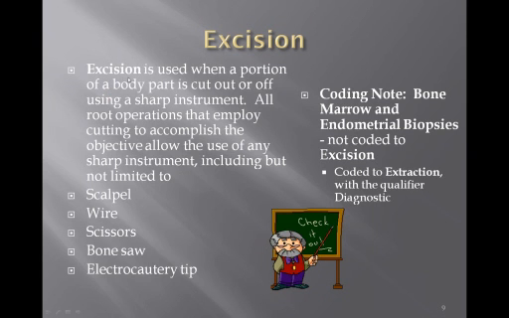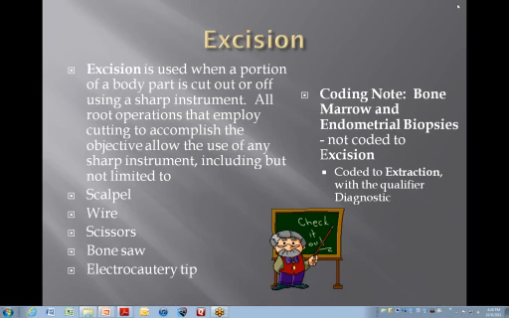Here's more on the excision. Excision is used when a portion of a body part is cut out or off using a sharp instrument. All root operations that employ cutting to accomplish the objective allow the use of any sharp instrument, including scalpels, wires, scissors, saw, electrocautery. Please note on the right, some procedures like bone marrow and endometrial biopsies are not coded to excision. They're coded to extraction with the qualifier diagnostic. Oh no, not another oh my gosh. Okay, no worries. You're not going to learn PCS today.